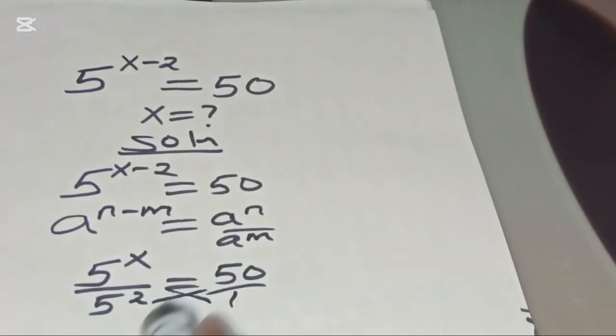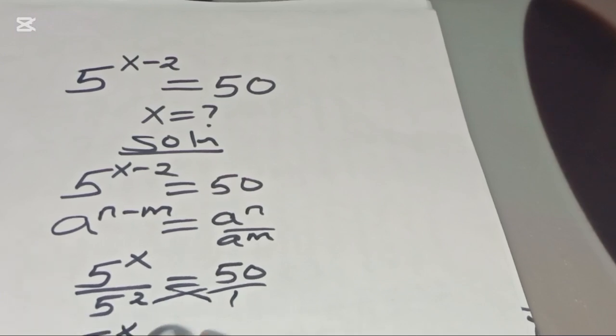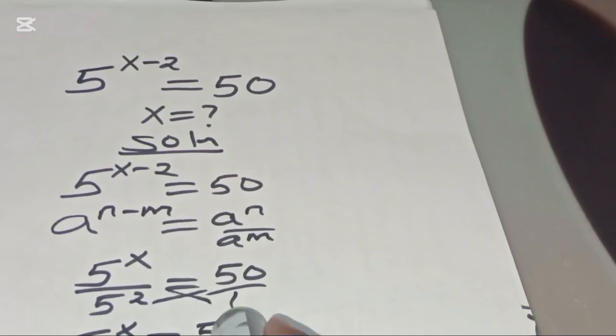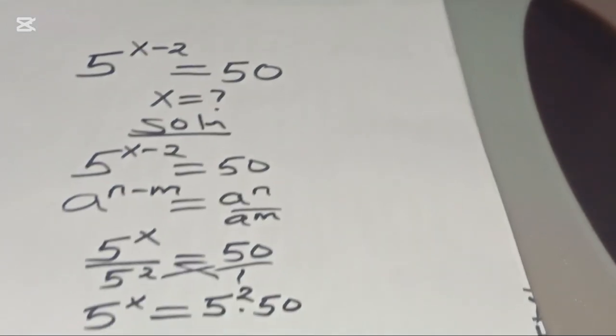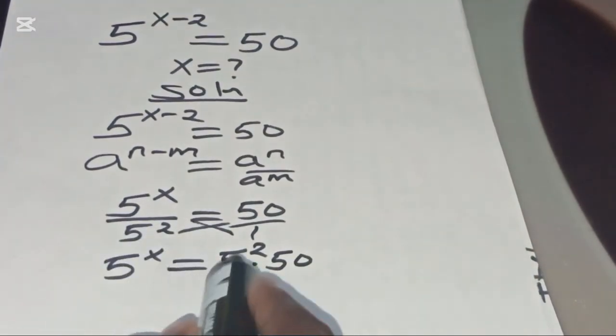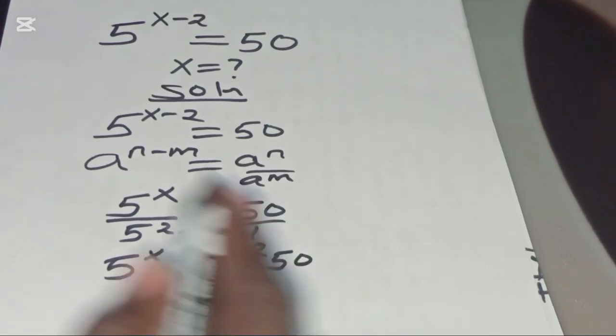So let's cross multiply here. We will have 5 to power x equal to 5 to power 2 multiplied by 50. So 5 to power x is equal to 5 to power 2 multiplied by 50.